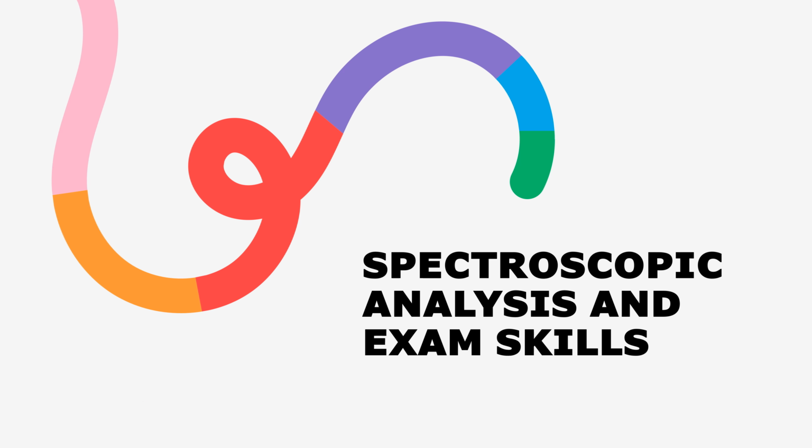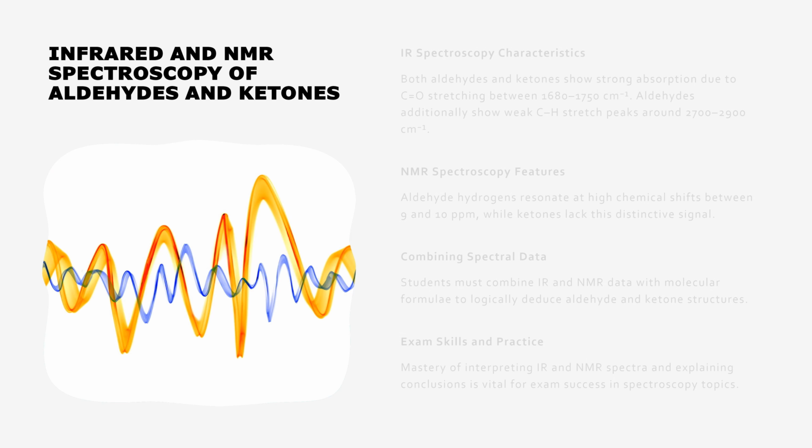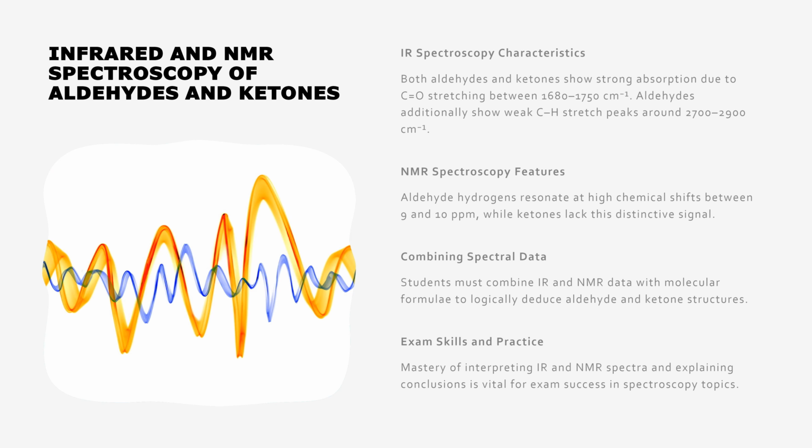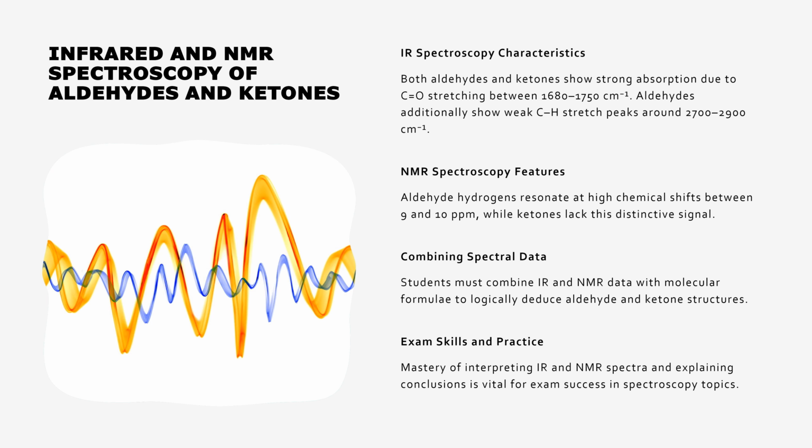Infrared and NMR spectroscopy of aldehydes and ketones, A-level exam tips, common mistakes, and summary. Infrared, IR, and nuclear magnetic resonance, NMR, spectroscopy are used for identifying aldehydes and ketones. In IR spectroscopy, both aldehydes and ketones show a strong, sharp absorption due to the C=O stretching vibration in the range 1680 to 1750 cm⁻¹. Aldehydes also display a weak absorption around 2700 to 2900 cm⁻¹ due to the CH stretch of the aldehyde hydrogen, which can help distinguish them from ketones.